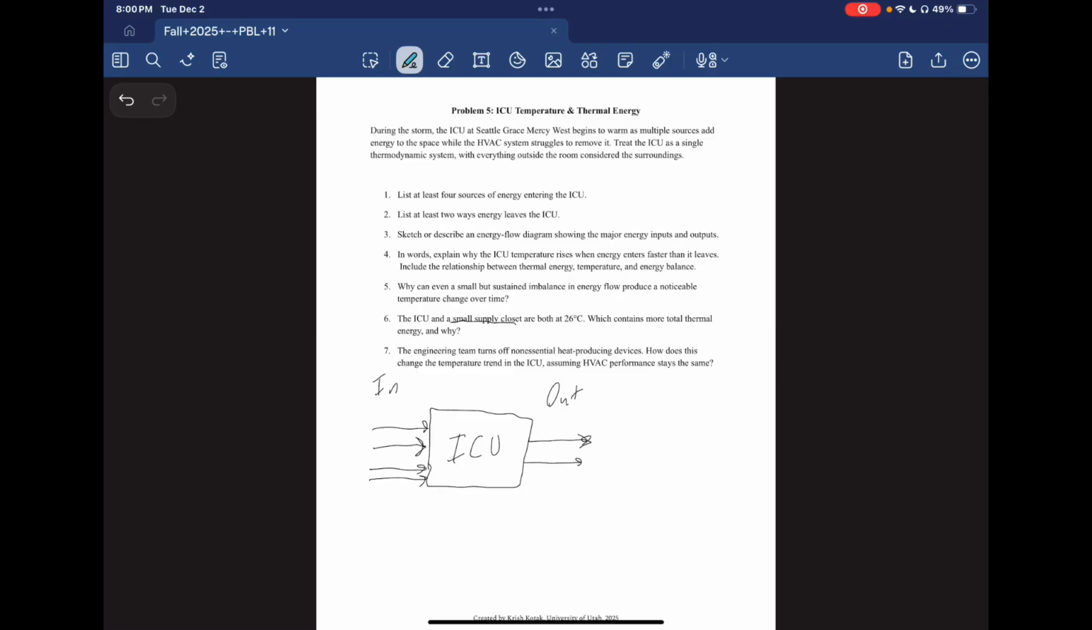Anyways, the energy in the supply closet is greater. The ICU has a larger volume, so it contains more air and more objects, and it takes more overall energy to heat it to 26 degrees.